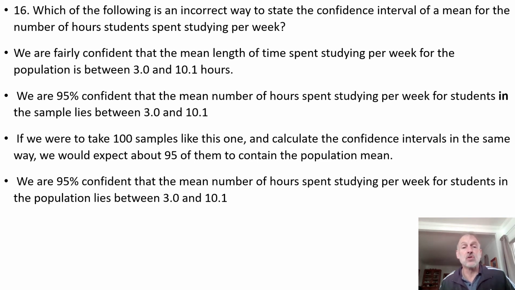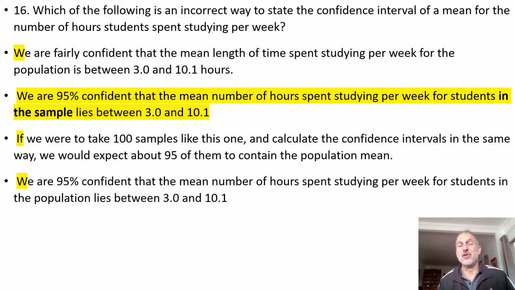If we were to take 100 samples like this one and calculate the confidence intervals in the same way, we would expect about 95 of them to contain the population mean. We are 95% confident that the mean number of hours spent studying per week for students in the population lies between 3 and 10.1. So you have to choose the one that is incorrect.